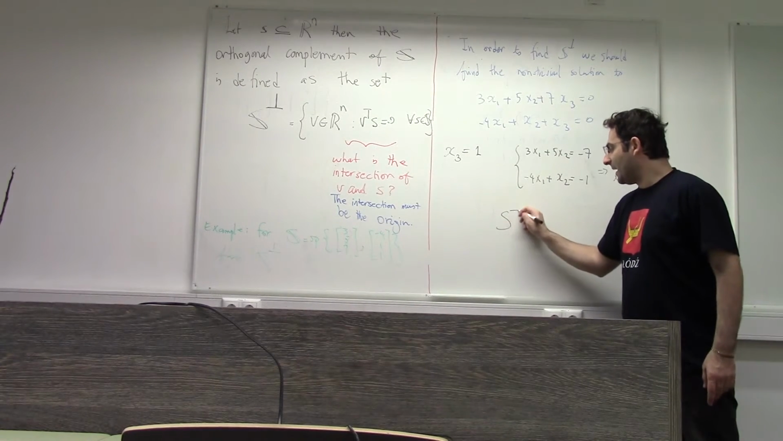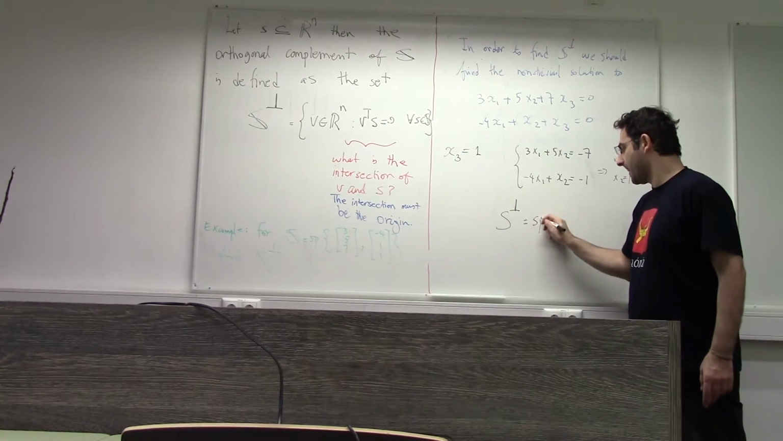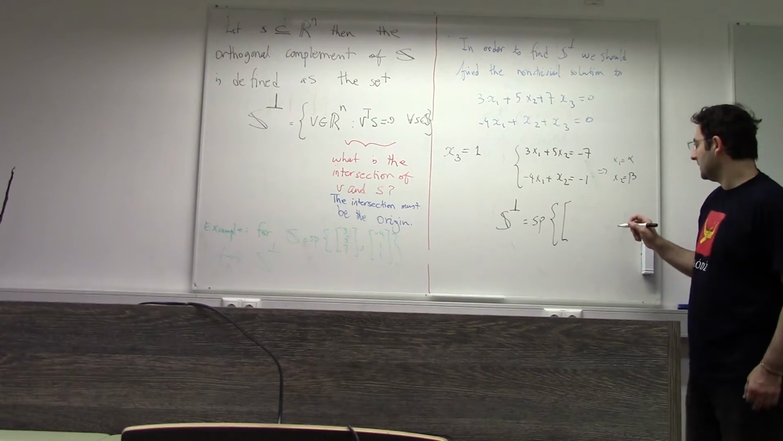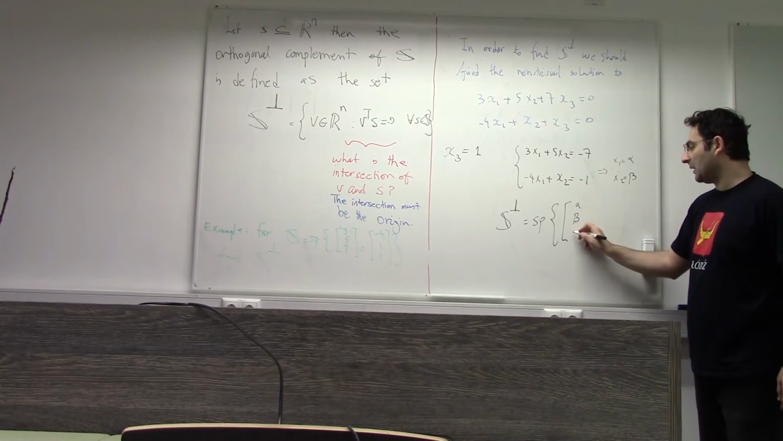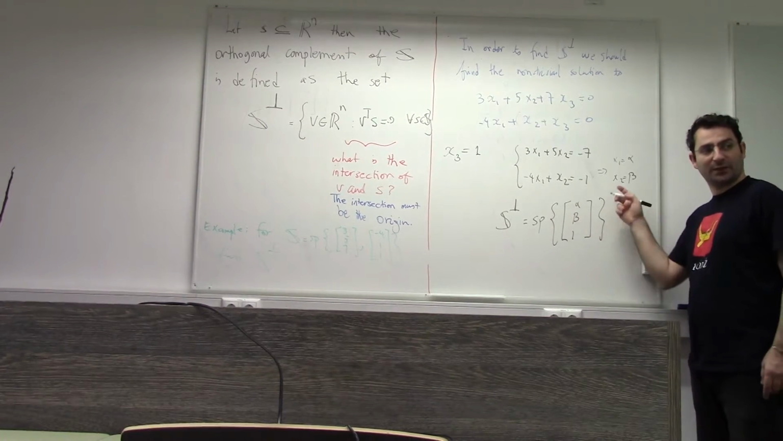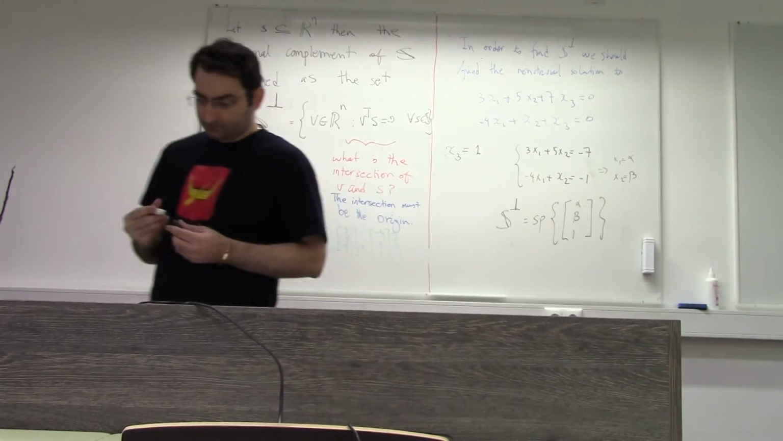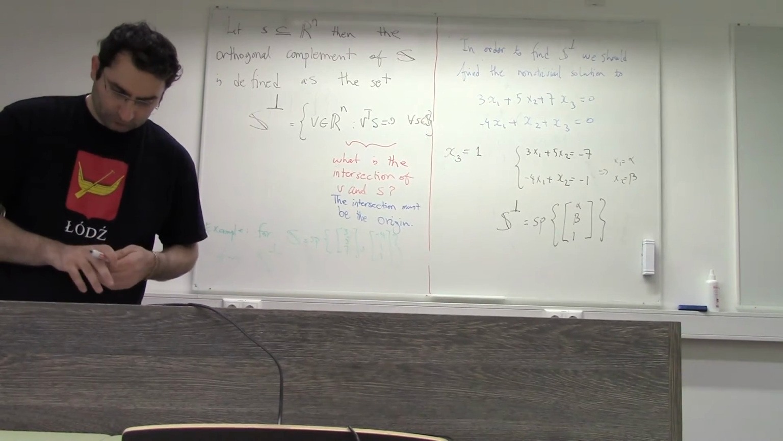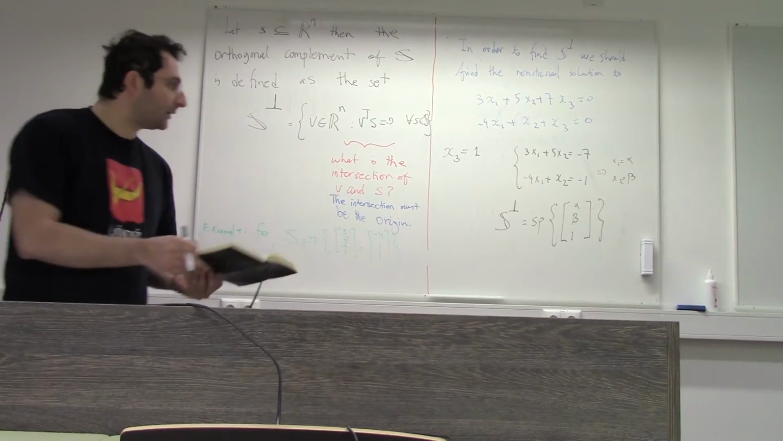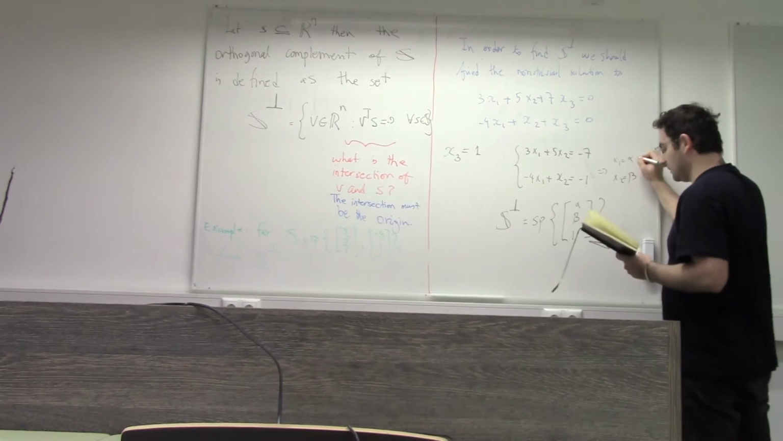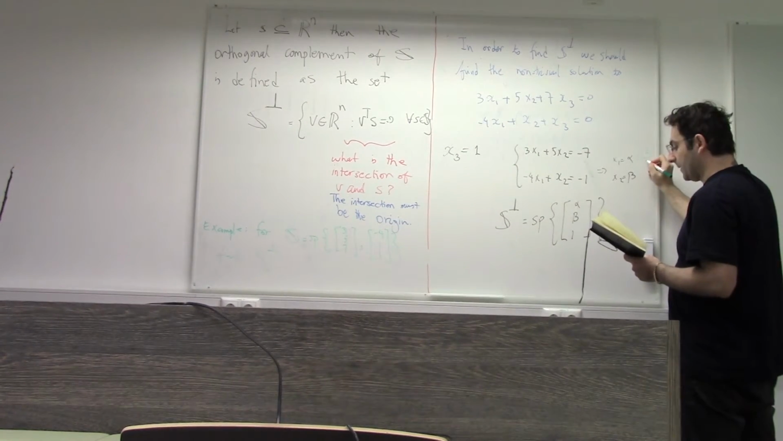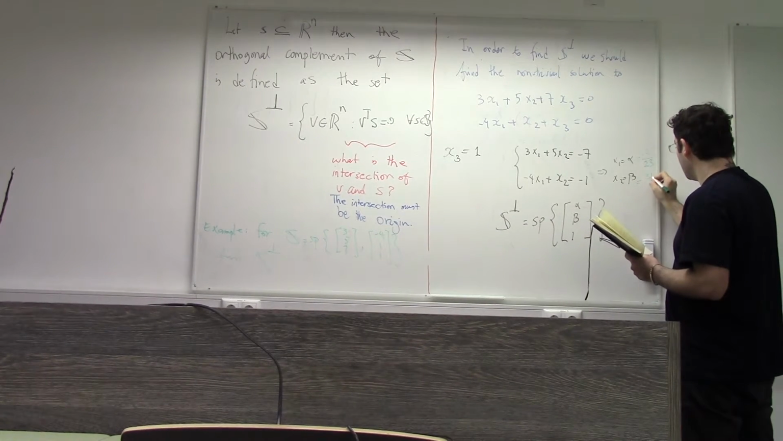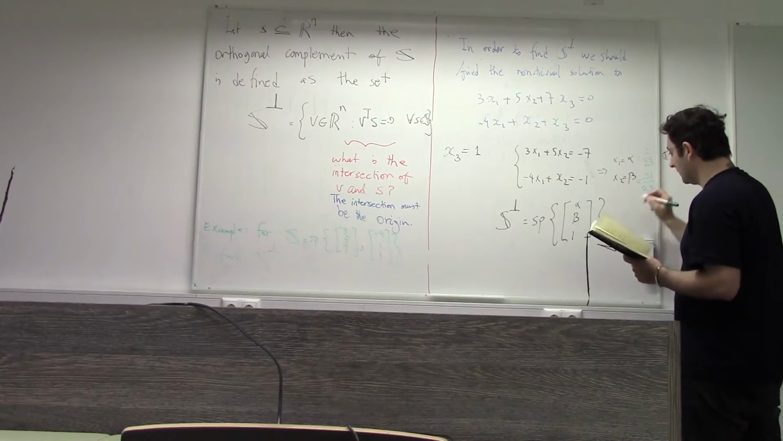so my S orthogonal complement is alpha, beta, 1. I mean, you have to calculate it. I think the solution will be alpha is minus 2 divided by 23, and beta is, I guess, minus 31 divided by 23.